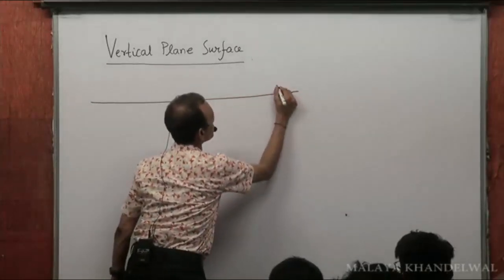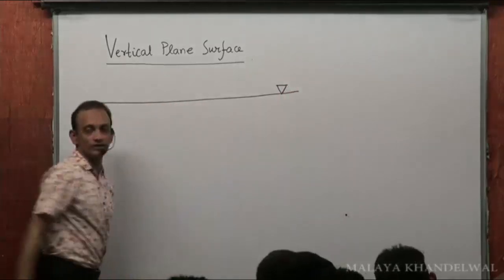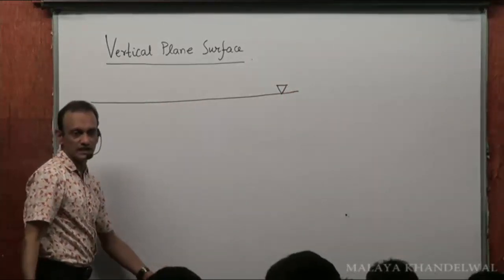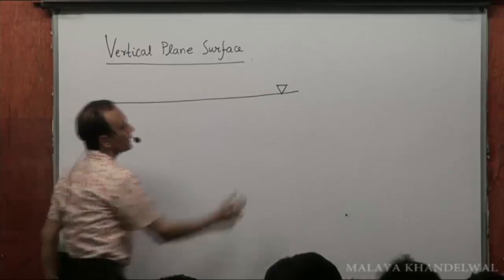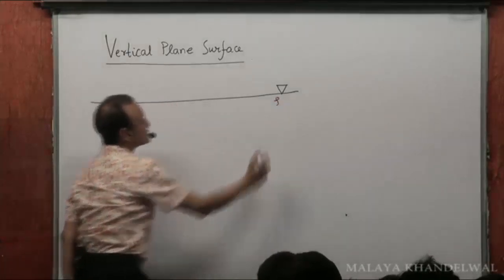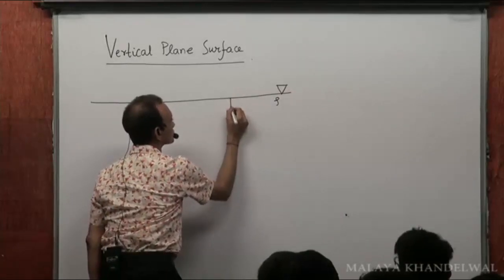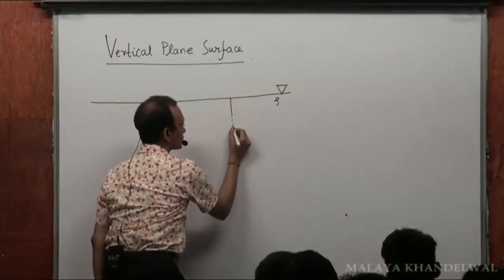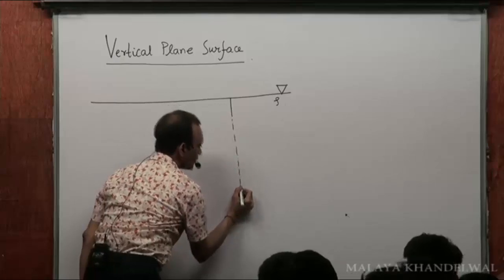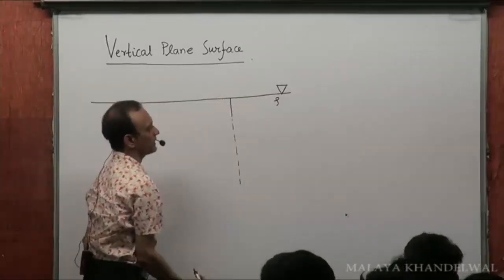This is the free surface of a liquid of density rho, and this is a vertical plane.